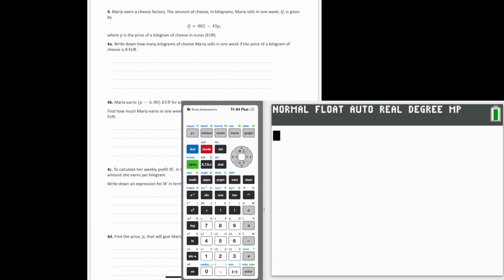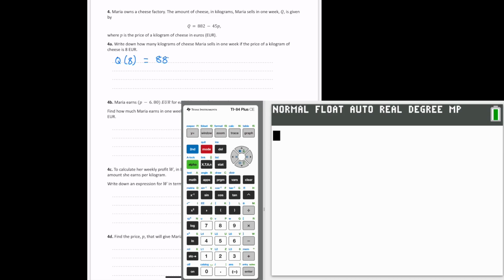So for this question, Maria owns a cheese factory, and the amount of cheese she makes in kilograms is given by this function, where P is the price that she sells it for. So we need to write down how many kilograms she sells if the price is 8. So that's basically asking for the value of Q when P is 8, when the price is 8.